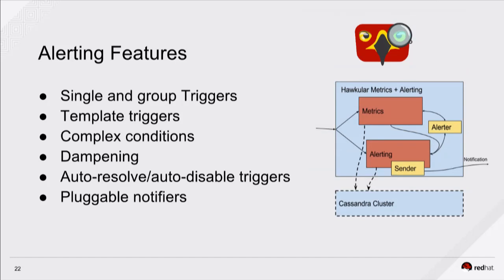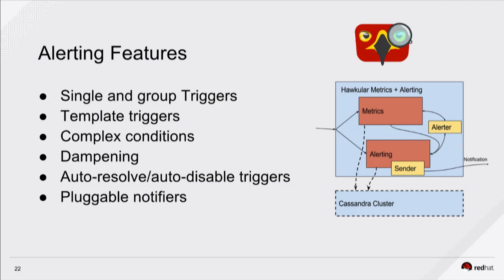Here are some of the alerting features. I'm going to go over this briefly. If you have some questions, feel free to ask. So we have single or group triggers. That means you can trigger based on a single metric or multiple metrics, and you can also have template triggers. For example, I want to create a trigger every time a new CPU metric gets persisted. So rather than knowing ahead of time what kind of metric you are going to watch, you can say, well, I'm going to create this template trigger, and every time I get a new CPU type metric, then I'm just going to trigger on that.